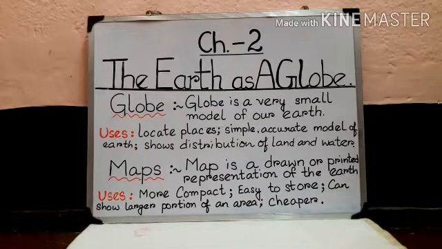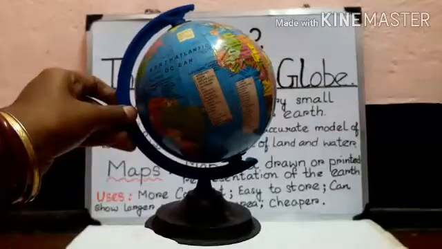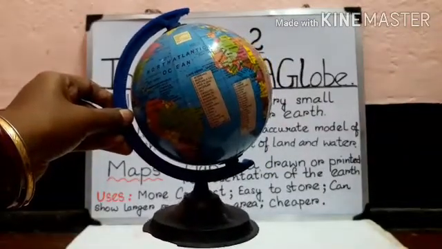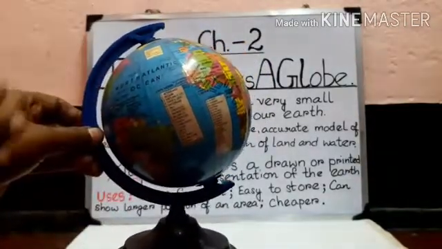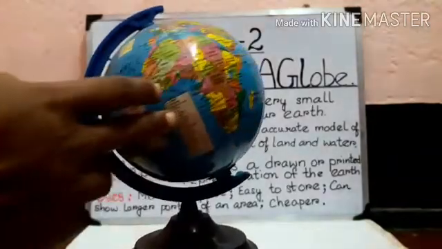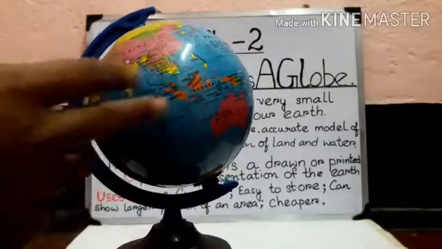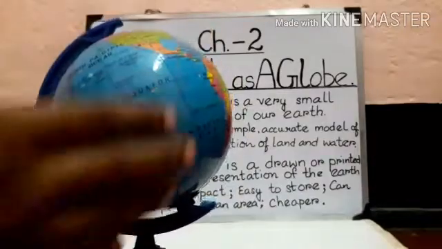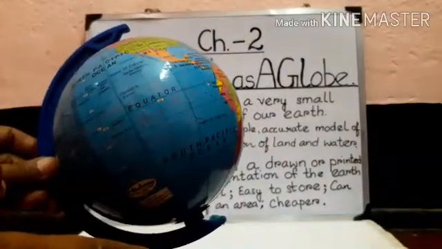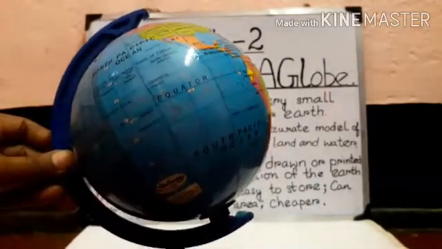See, first let me show you this. What is this? This is a globe, isn't it? Now you can see this part of the globe. The other side of the globe, can you see it? No. We have to turn the globe to see the other part, right? So with the help of globe we can see only one part of the earth, isn't it? But the other part, we cannot see.